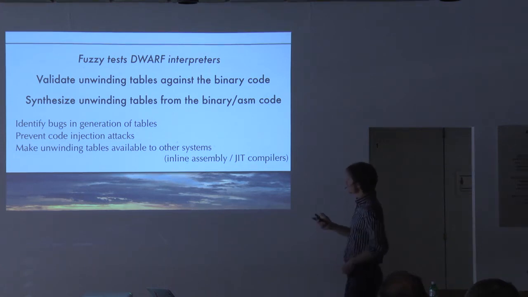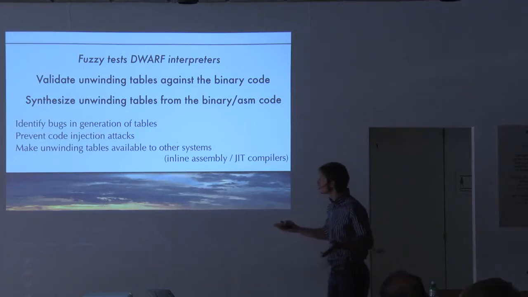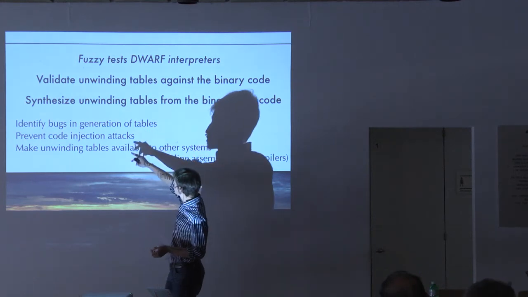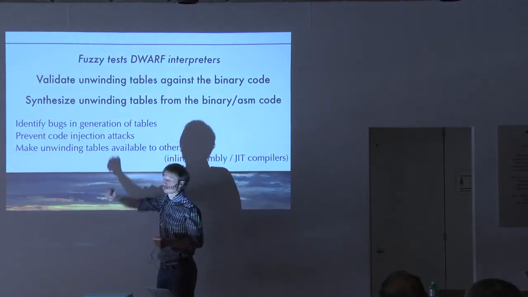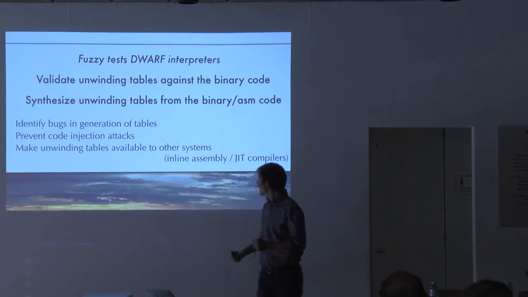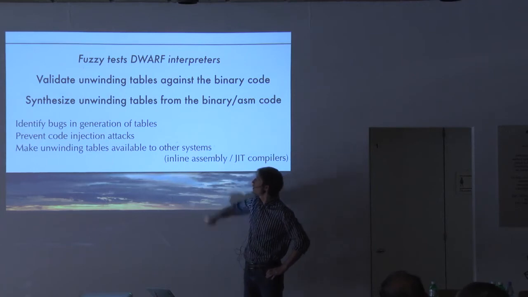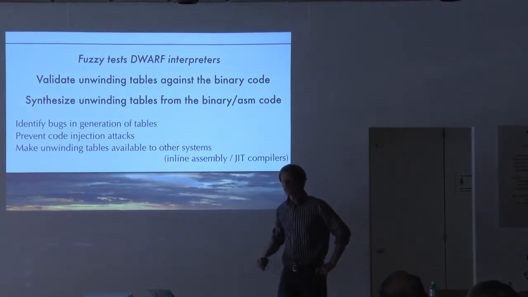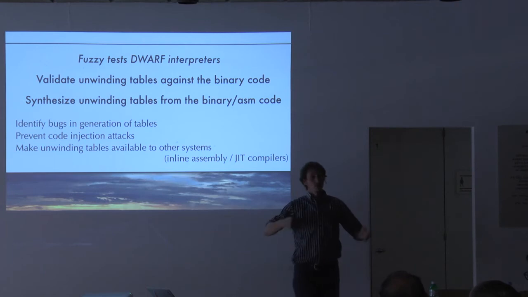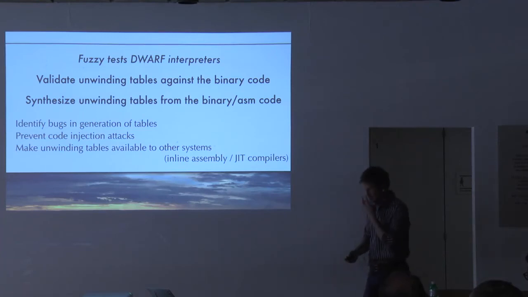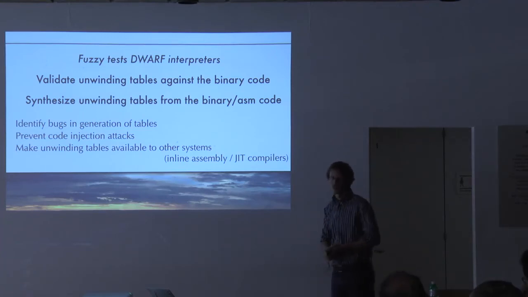And then we can validate unwinding tables against binary code, or we can even synthesize them. And by doing this, we can identify bugs in the generation of tables. If you are into security, you can prevent code injection attacks. And what is probably the most useful, you can make unwinding tables available to other systems, like your hotspot code exploded, and now you generate the table on demand, and you can now launch your debugger and try to understand what goes on. I'd like to conclude with some wider horizons.